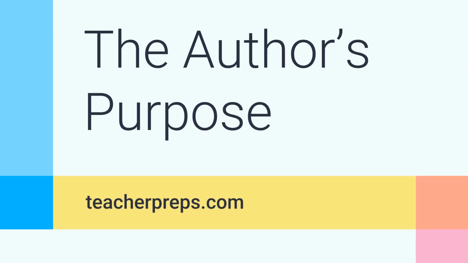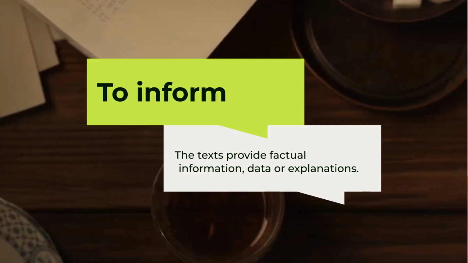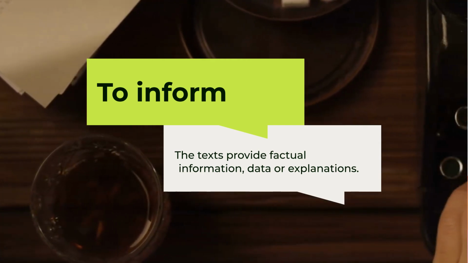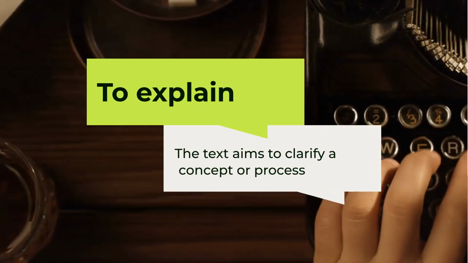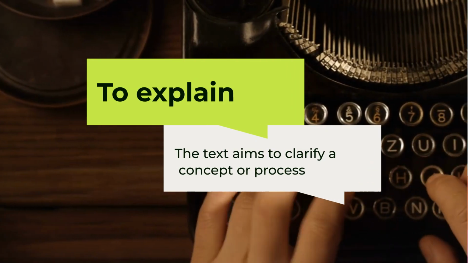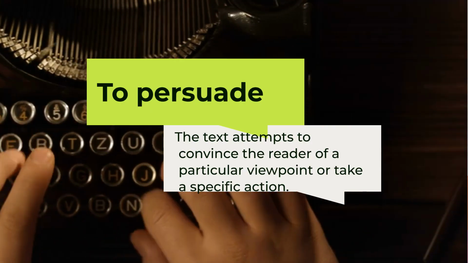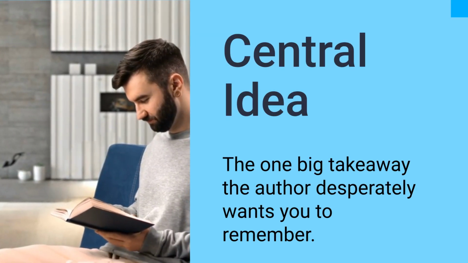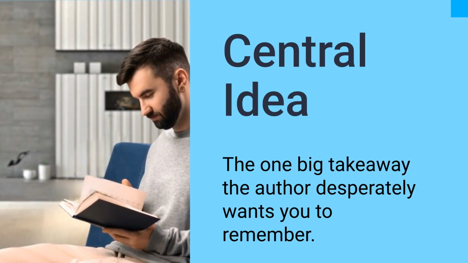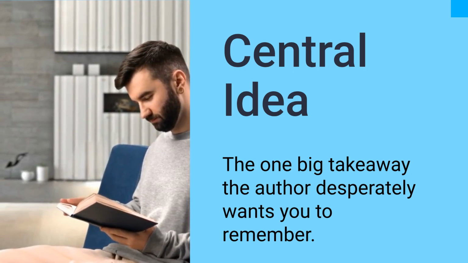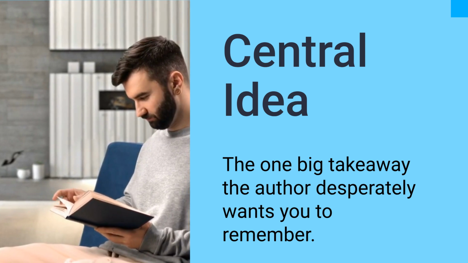Okay, so we have the blueprint. Now, why was it built? This is the author's purpose. Every author is trying to do something. You just have to ask yourself, are they trying to inform me? Just giving me the straight facts, like a science article? Are they trying to explain? Clarifying a tricky process, like how a bill becomes a law? Or are they trying to persuade me, pushing me to believe something or take action? This is where you find the author's unique viewpoint or perspective. This why is tied directly to the central idea, the one big takeaway the author desperately wants you to remember. Look for it in the title, the introduction, or as the main point that all the evidence supports.